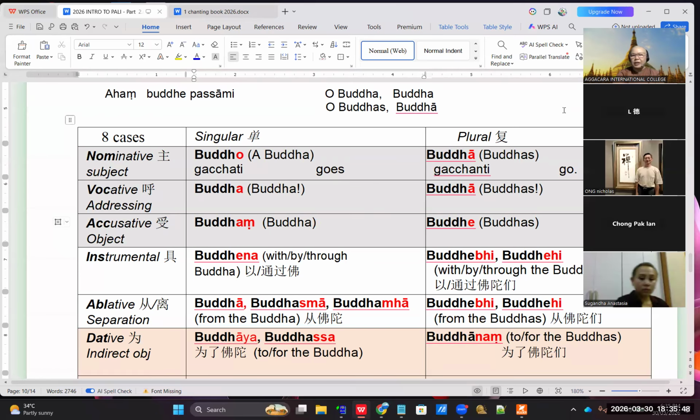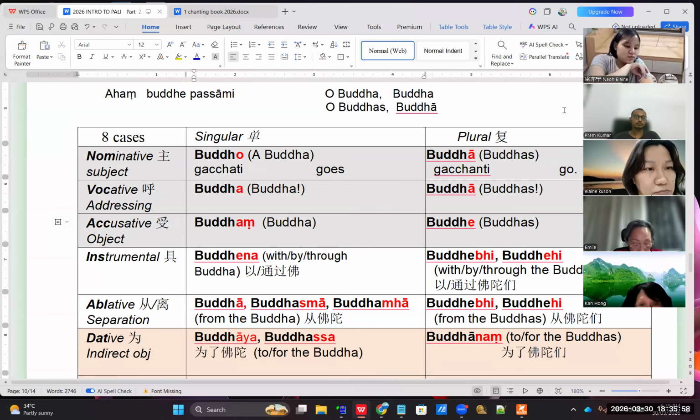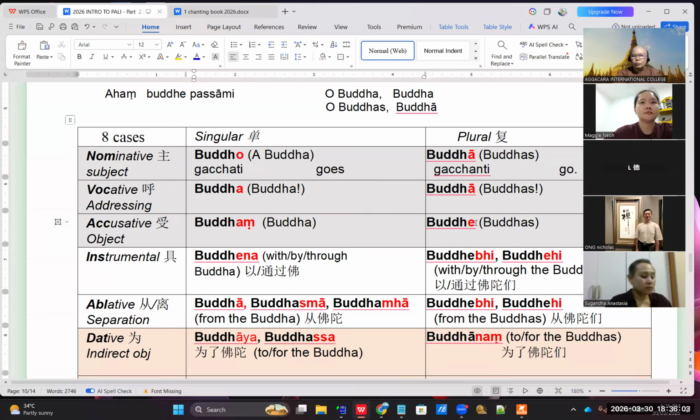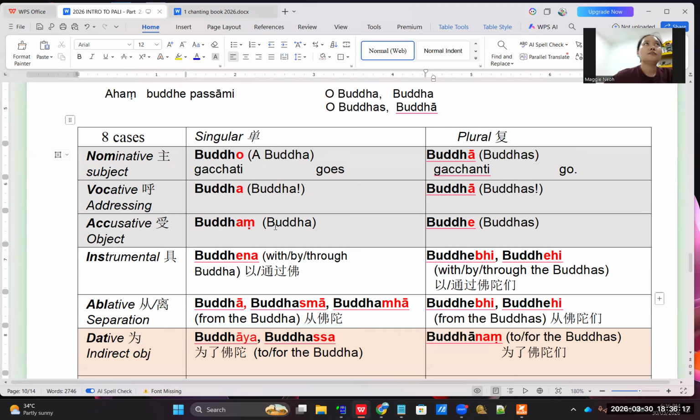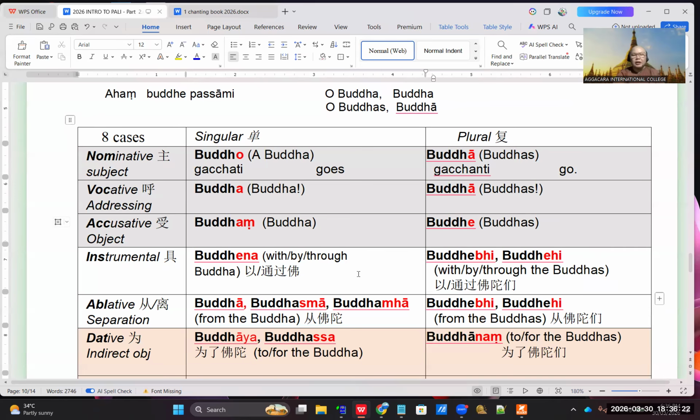All right. Maggie, can you recite these 3? Buddho, Buddha, Buddha, Buddham, Buddhe. Okay, the first one, Buddho. Okay. Buddho, Buddha, Buddham, Buddhe. Okay. All right.